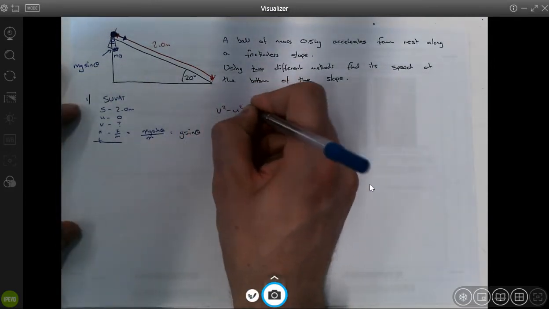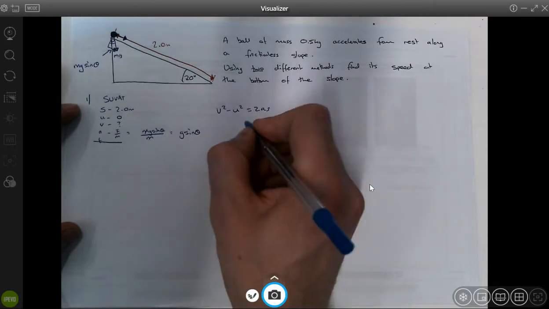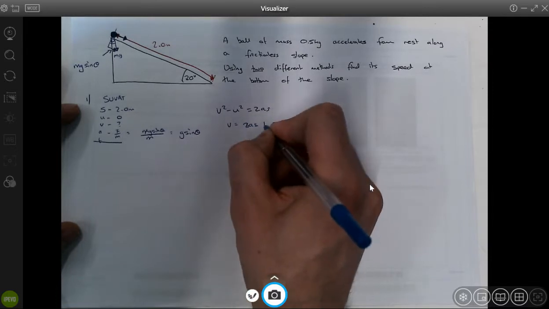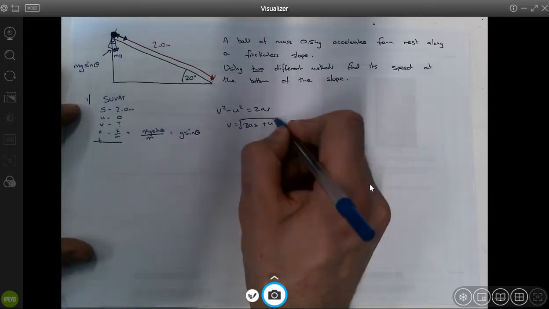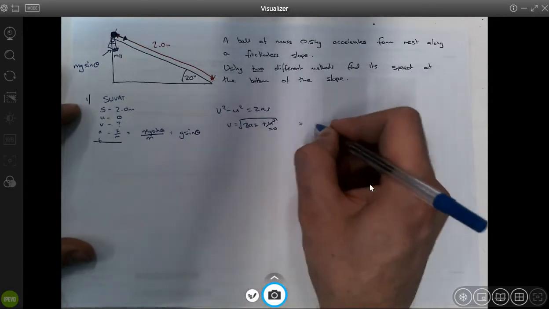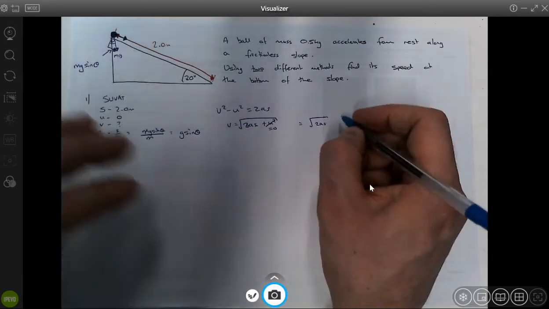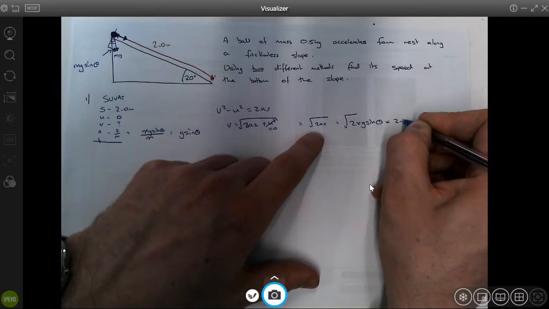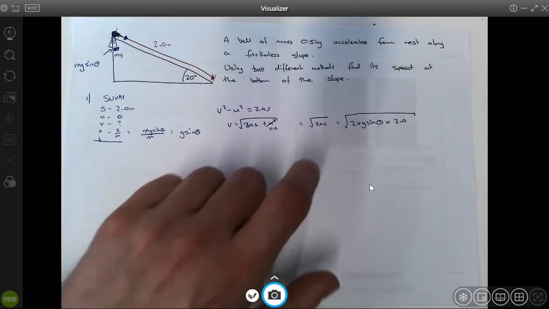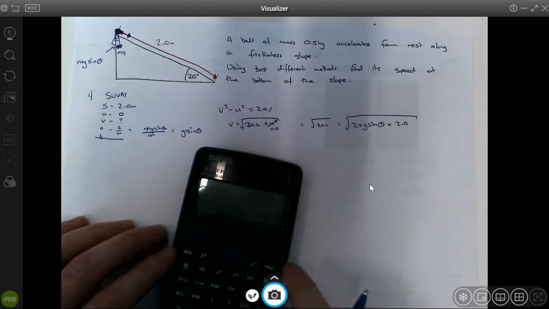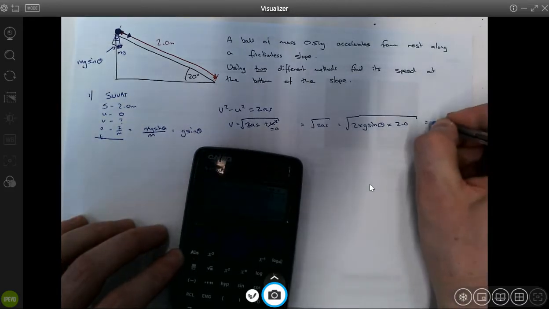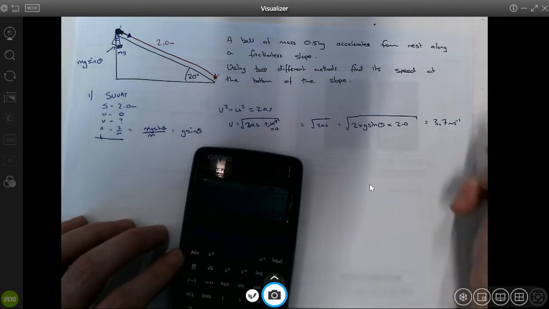We can use this equation, v squared minus u squared is 2as, which means v equals 2as plus u squared, all square rooted. u is 0, so it becomes the square root of 2as, which is the square root of 2 times g sine theta times 2.0 meters. So let's plug that into our calculator and find out what the answer is. 2 times 9.8 times the sine of 20 degrees times 2 is 3.7 meters per second.